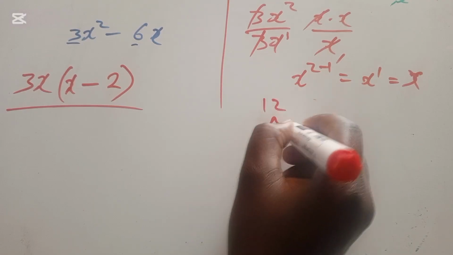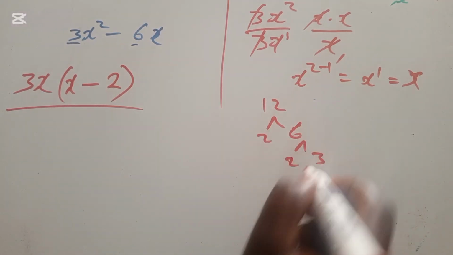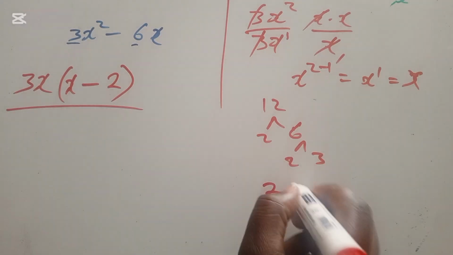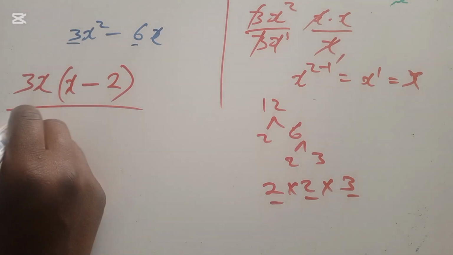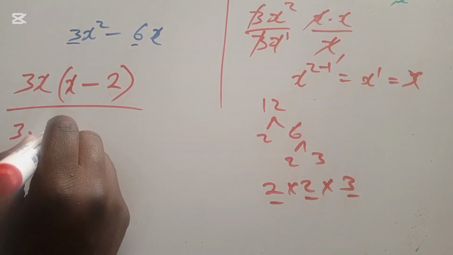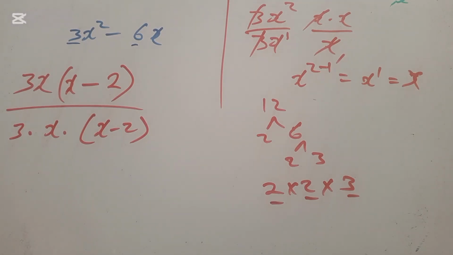given 12, you divide by 2 is 6, by 2, 3. So your factors of 12 is 2 times 2 times 3. These are the multiples of the factors that are there. So what is here? 3x, remember, means 3 times x. So this is 3 times x minus 2. Remember, sometimes you can put the dot to imply multiplication.